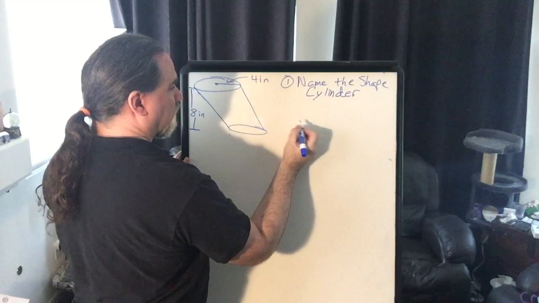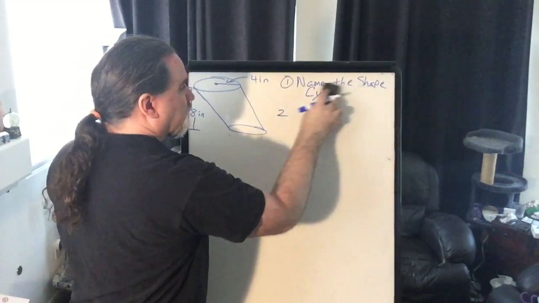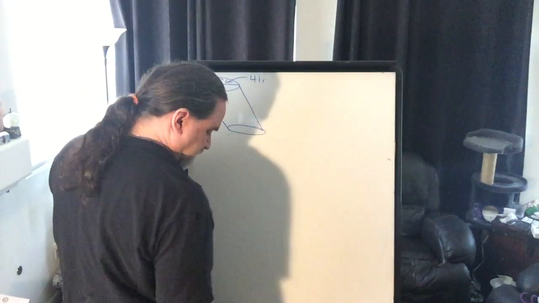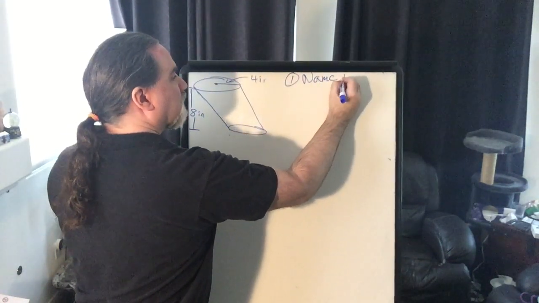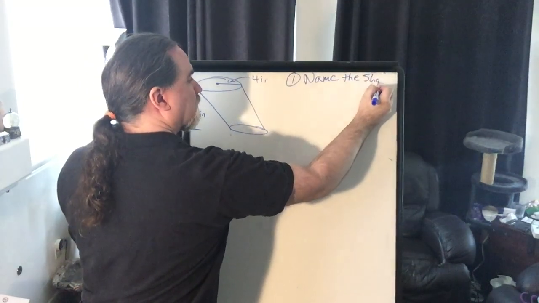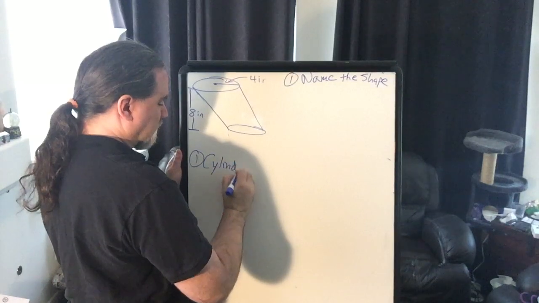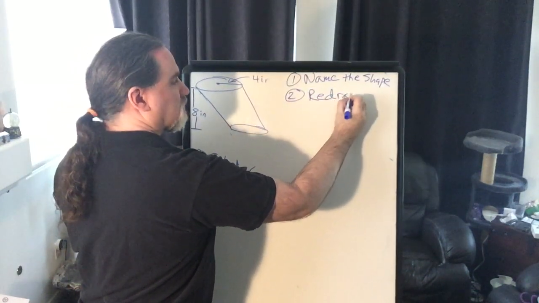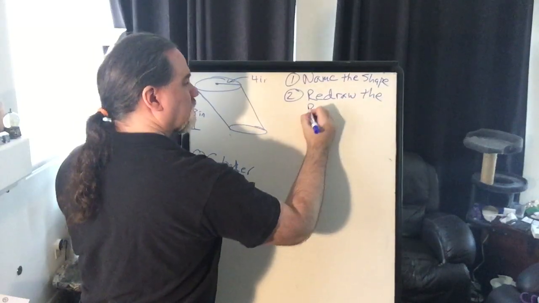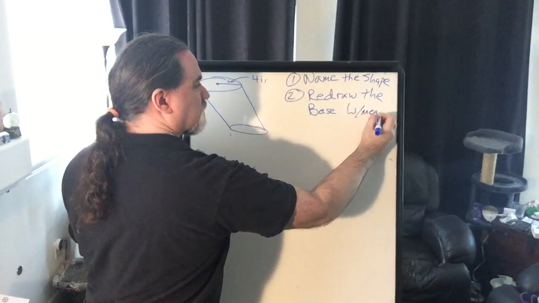Now, why is that important? Well, actually, here, I'm going to write the steps there, and I'll write the answers over here. So we're going to start with name the shape, and so we call this a cylinder. Step 2, redraw the base with the measurements.